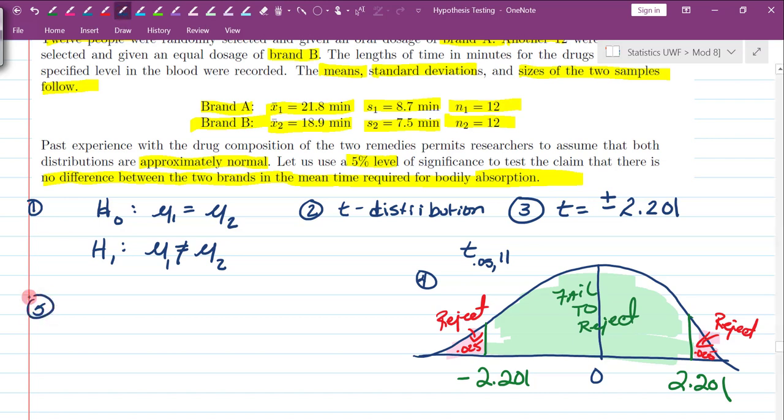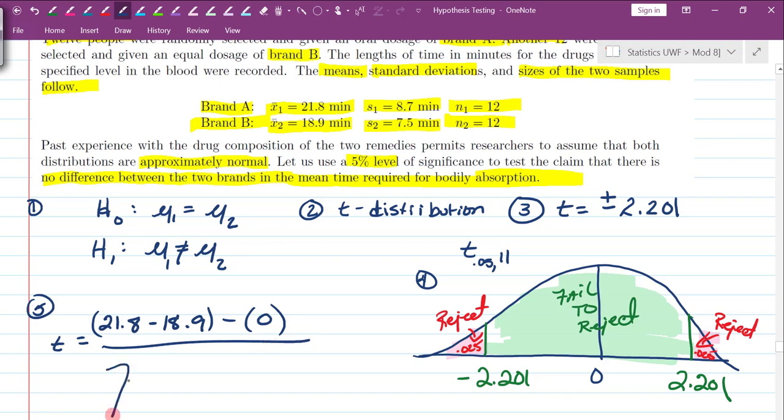And our t is going to equal 21.8 minus 18.9 minus 0 divided by the square root of 8.7 squared divided by 12 plus 7.5 squared divided by 12. And we're going to put that in our calculator and we shall find out. Let's see here.